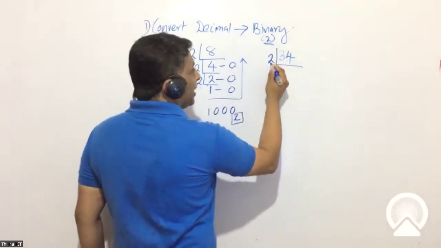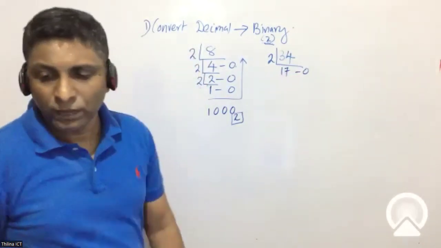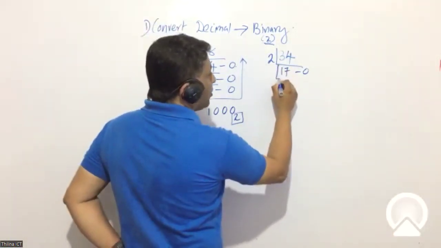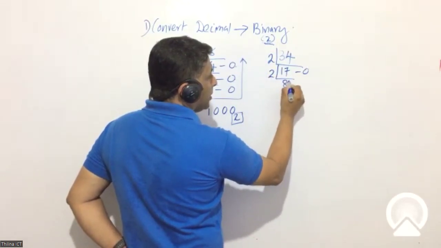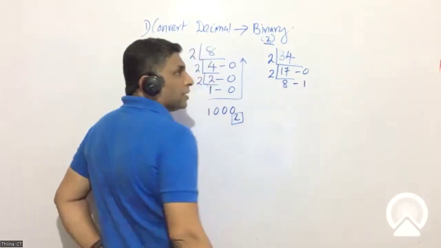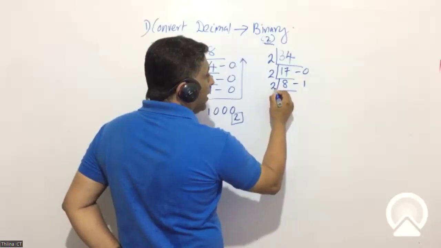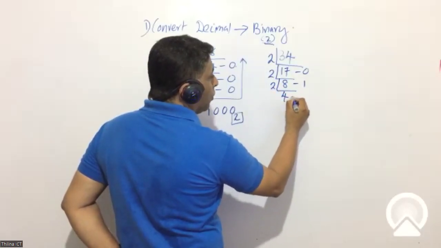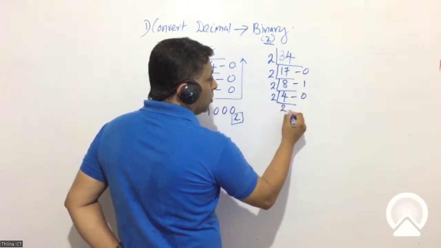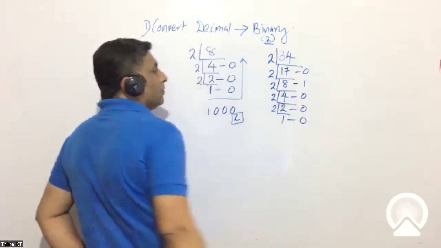Right. 34 exactly divided by 2, that's 17. No balance, that's remainder is 0. Now, 17 divided by 2, it's 8. 2 into 8, 16. We got 1 as a remainder, right? And here 8 divided by 2, that's 4, balance is 0. Divide by 2, 2, balance is 0. Divide by 2, 1, balance is 0.